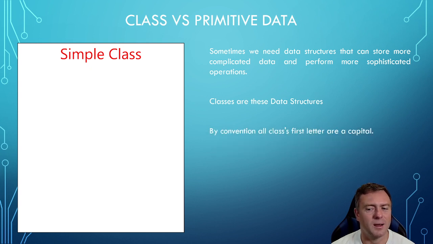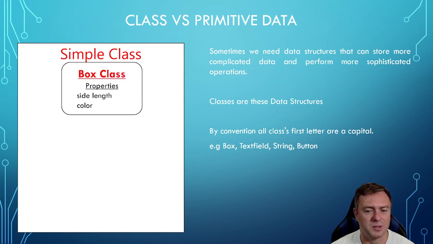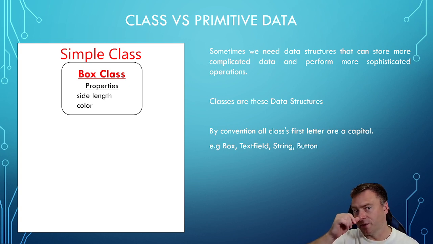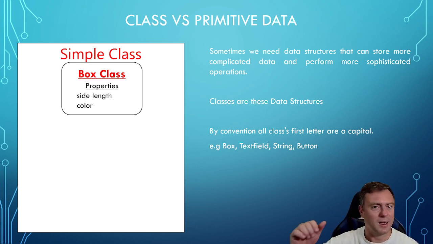So if I made a class, the general convention is that we use Pascal case, so the first letter is always capitalized. This signifies that it's a class, not just a variable. So when we do the Box class, the properties of the box are the side length and the color. Those are variables that are hidden inside of the class. And we'll do more of this class work when we go to Pygame and actually start building your games.